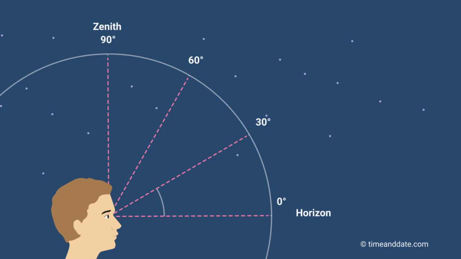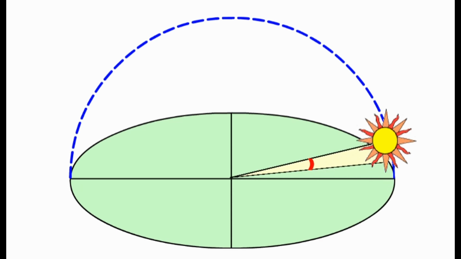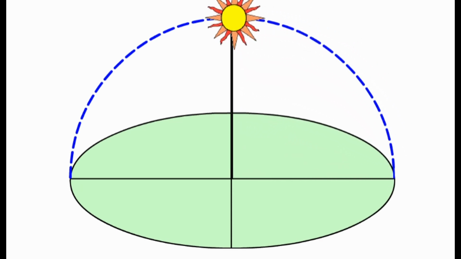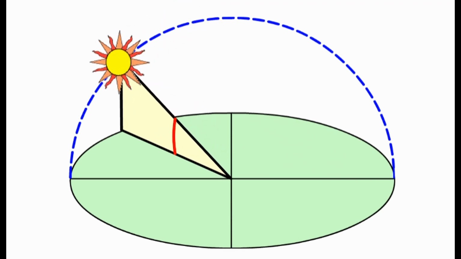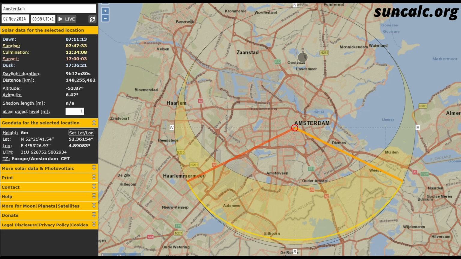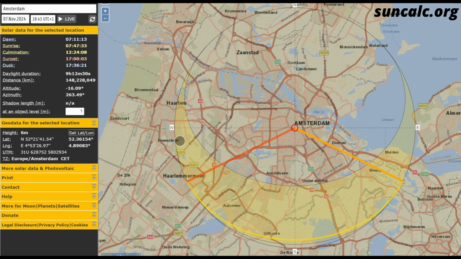Then there's the altitude, or elevation angle, which measures how high the Sun is above the horizon, from 0 degrees at sunrise and sunset up to 90 degrees when it's directly overhead. Tracking these angles helps us determine the Sun's exact position in the sky, allowing us to position solar panels in a way that maximizes energy capture. So when we talk about solar energy, the movement and position of the Sun are key factors that help us harness its power more effectively.